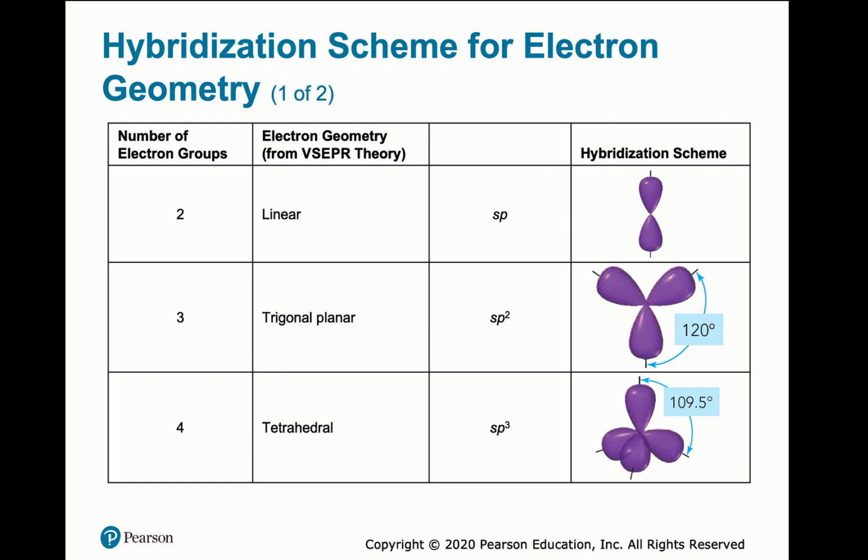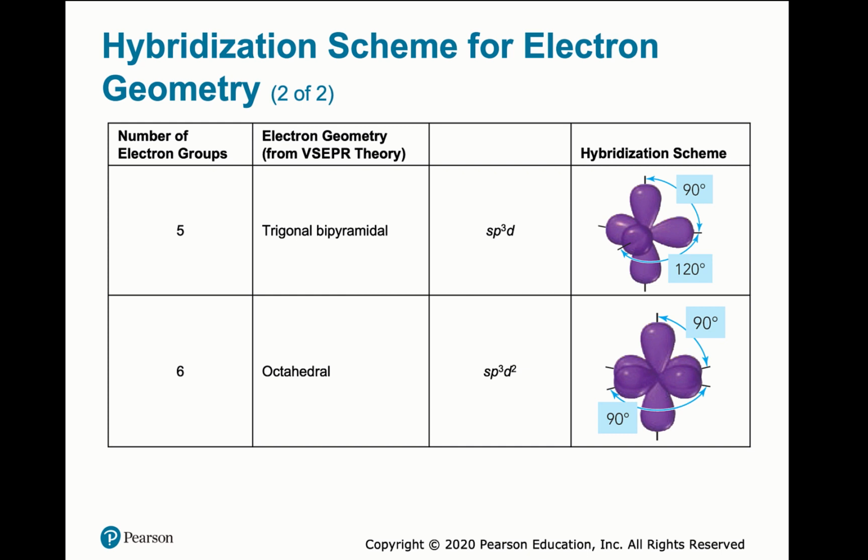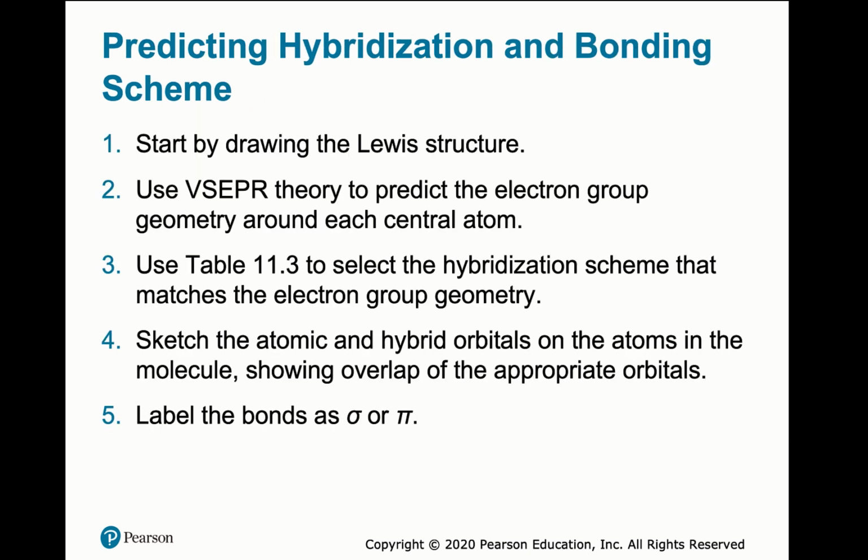So here, and this goes back to VSEPR as well. Two groups, these are sp hybridized orbitals. For planar, 3 groups, sp2. For tetrahedral, 4 groups, sp3. 5 groups, bipyramidal, sp3d, and 6 groups, octahedral, sp3d2.